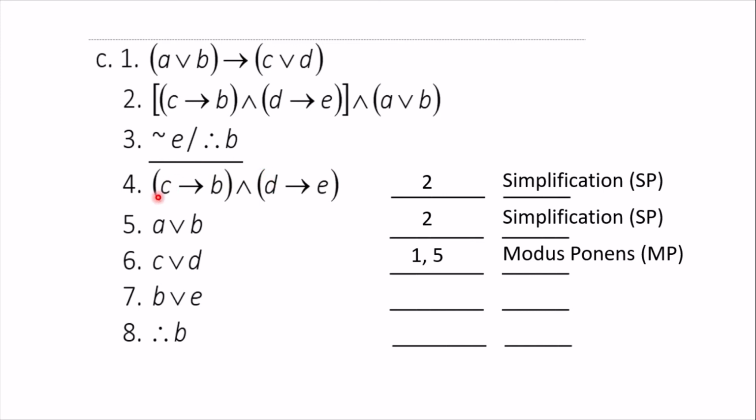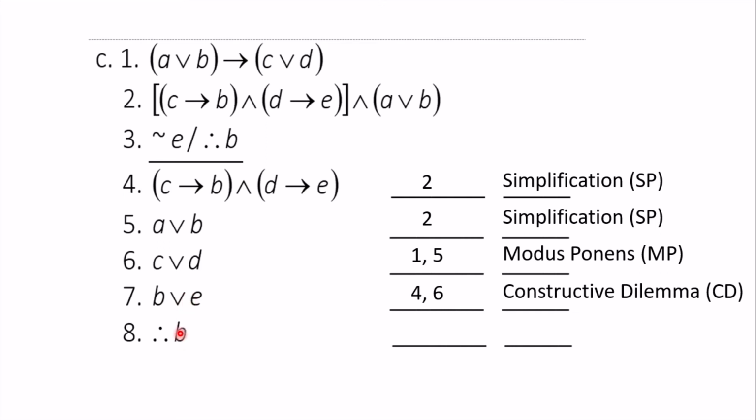Meron ba tayong C or D? Meron. This is premise number 6. So, since meron tayong CD, then we can also get BE. So, yun yung magiging conclusion natin. So, using 4 and 6, we can arrive at the conclusion B or E using constructive dilemma. Okay? So, dalawang antecedent, yun yung CD, kunin yung dalawang consequence. Yun yung B or E.